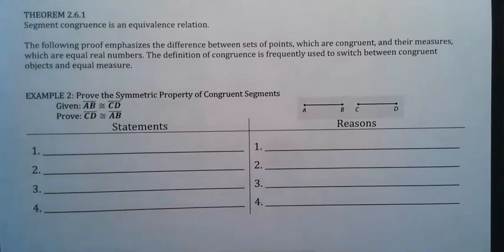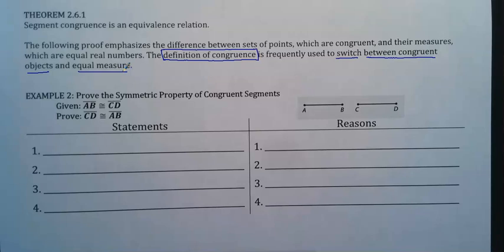So now we have theorem 2.6.1. It says segment congruence is an equivalence relation. Okay, so again, we talk about all these things that are equivalence relations. The following proof emphasizes the difference between sets of points, which are congruent, and their measures, which are equal real numbers. The definition of congruence is frequently used to switch between congruent objects and equal measures. This is helpful. So here's the thing.